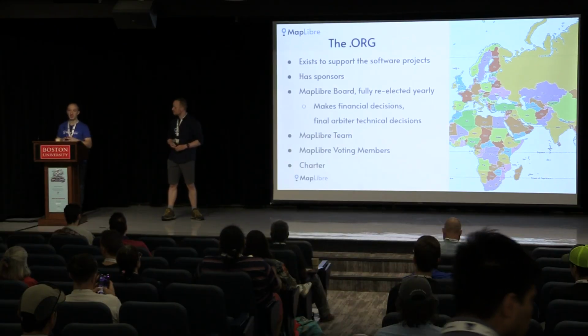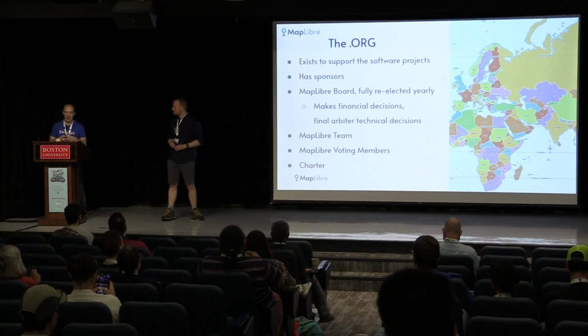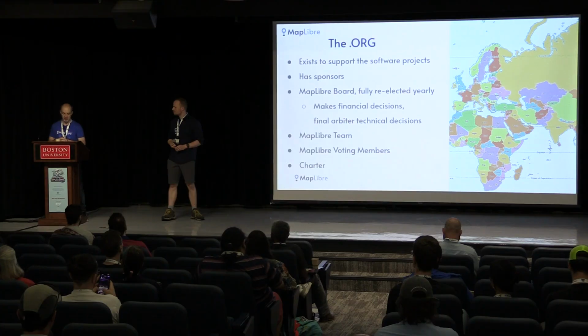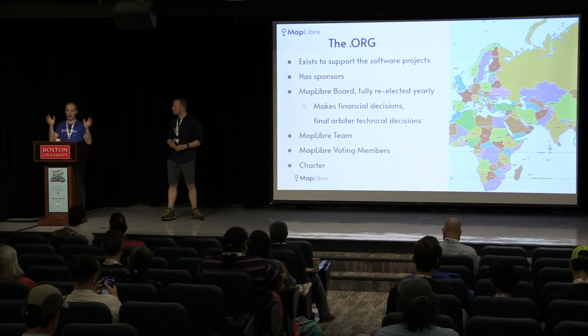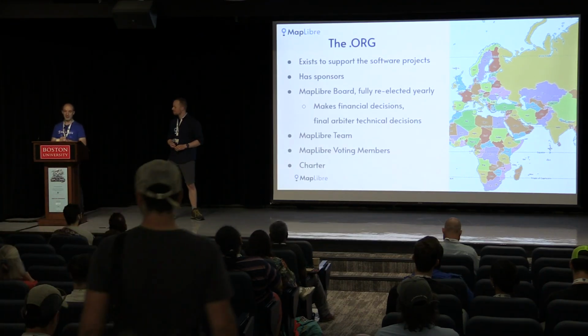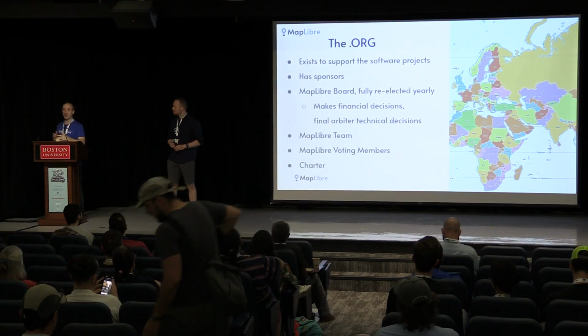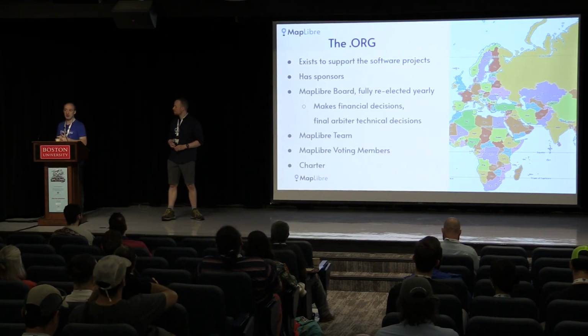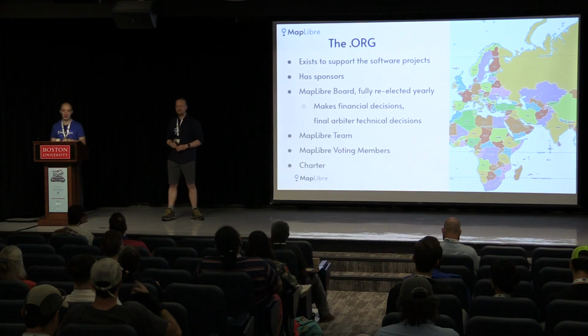There is a charter. There is an organization. We support the software projects. We get sponsorship. We allocate funding to different projects and sub-projects. The whole board gets re-elected every year. No stale board members. We have to be very responsive to community demands. We have voting members, who are basically anyone who has significantly contributed to the project.